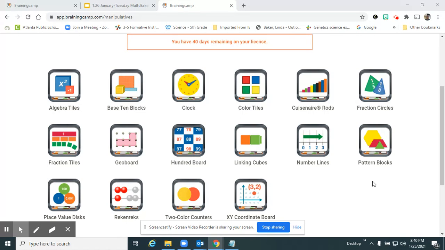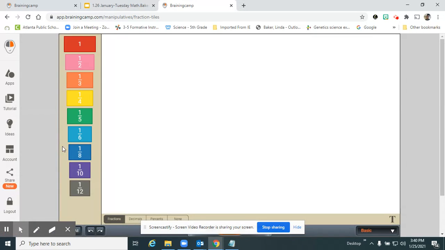I'm back with part 2 of the Brainingcamp manipulatives that we're going to use for dividing fractions, and we're also going to use them later on when we start multiplying, adding, and subtracting. Today, in the second part, I'm going to show you how to use the fraction tiles and the pattern blocks. In part 1, I showed you the fraction circles and the number line. So I'm going to click on the fraction tiles.